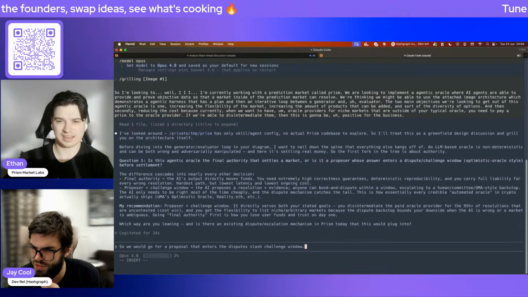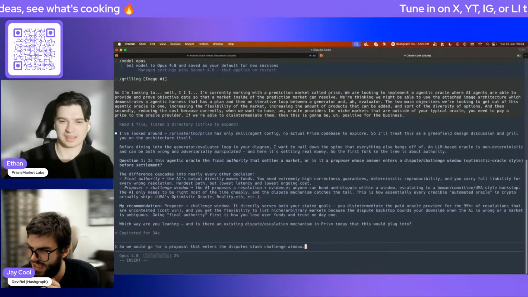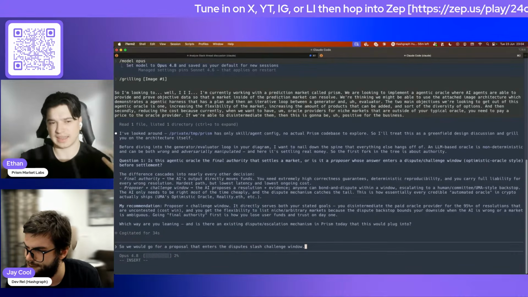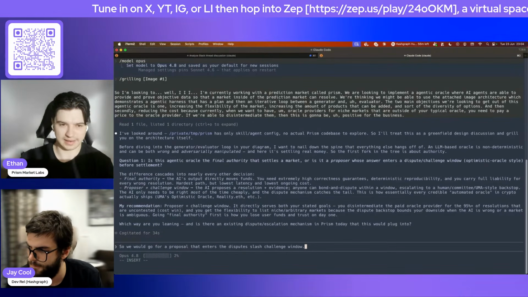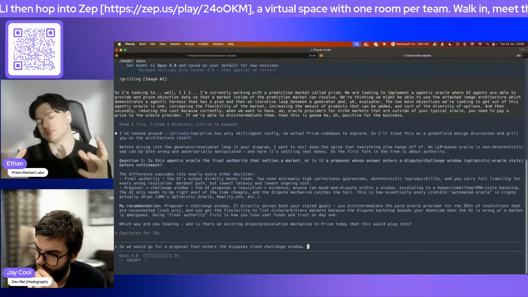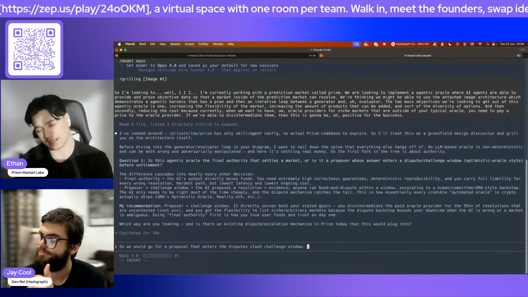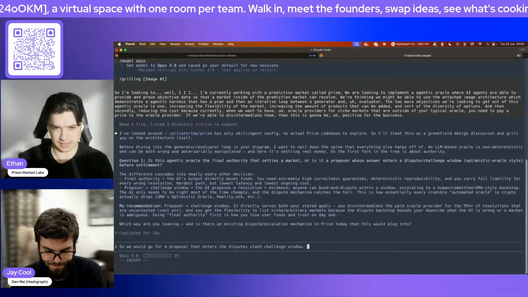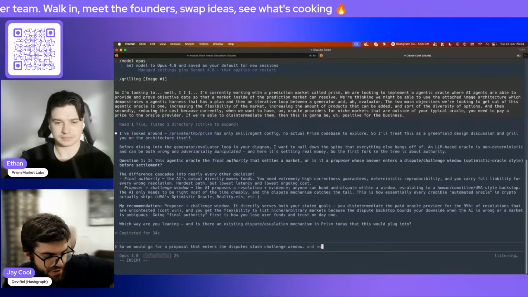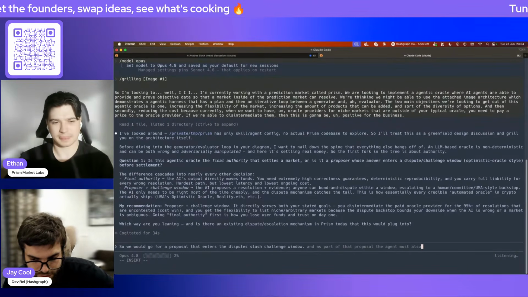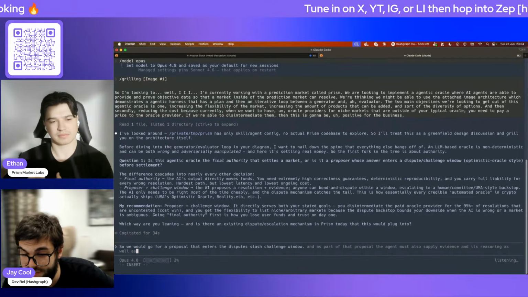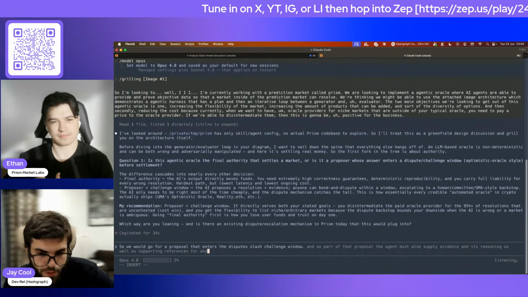Can you remember? Was there any specific rationale behind it? So the rationale is, in a perfect world, we would want an agent to be able to be the final authority, but supply evidence to back up their dispute. Yeah, that's the one. And as part of that proposal, the agent must also supply evidence and its reasoning, as well as supporting references for why that proposal was made.